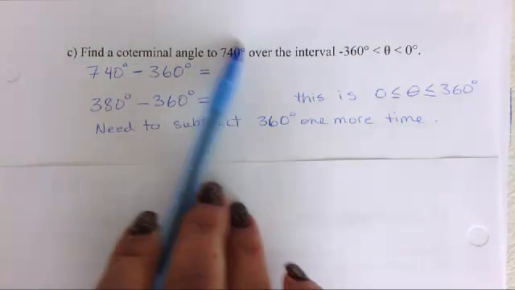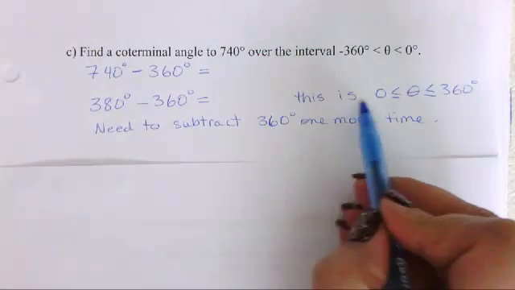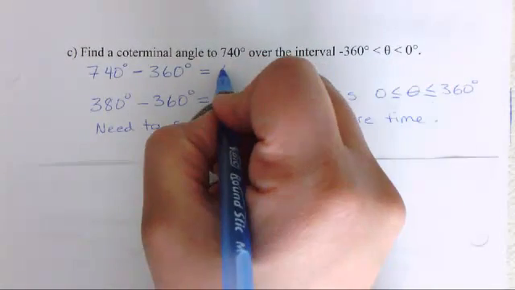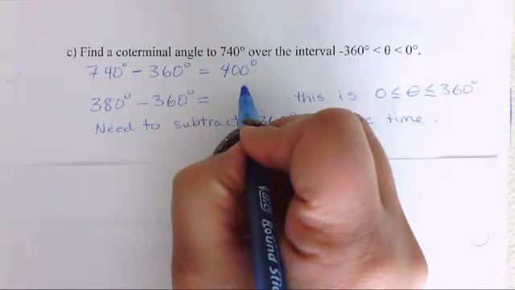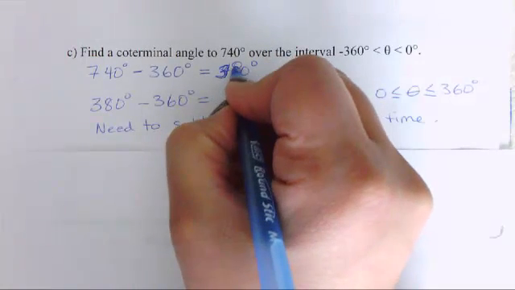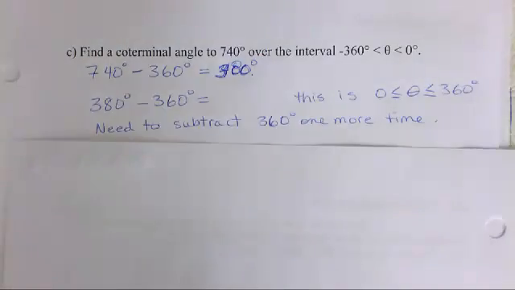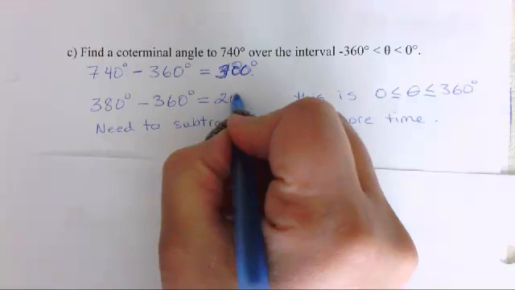We start with what we're given, and then we are going to subtract full revolutions until we get a number that is in this value. So first, this is going to result in 380 degrees. And then this one, I subtract, this is going to give me 20 degrees.